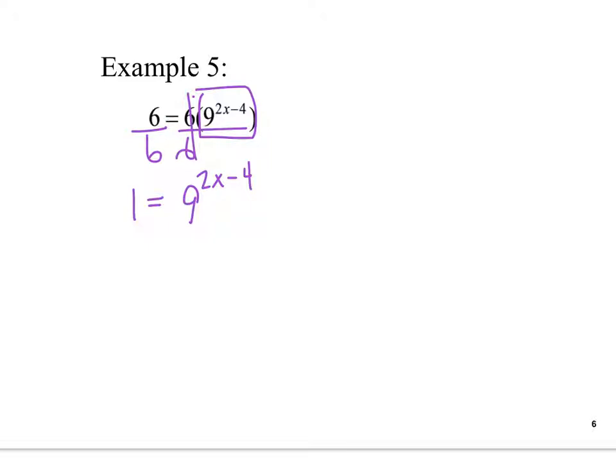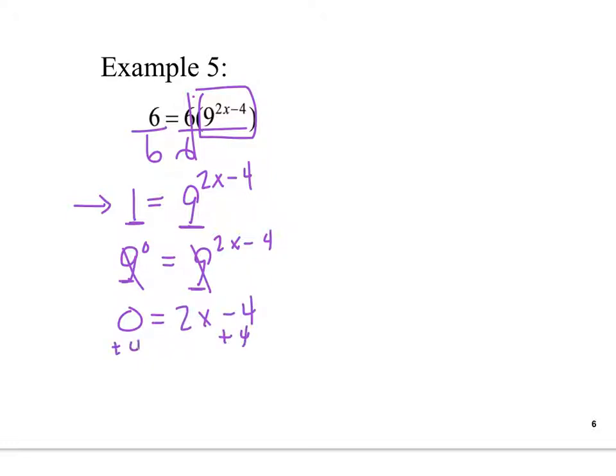Well, I know that anything to the 0 power is 1. So I have a 9 here. I can make it a 3, but there's really no need. This 1 is really 9 to the 0 power. Whatever base I have, if I raise it to the 0 power, it's 1. So now I drop it and solve. So 4 is equal to 2x. So x is equal to 2.